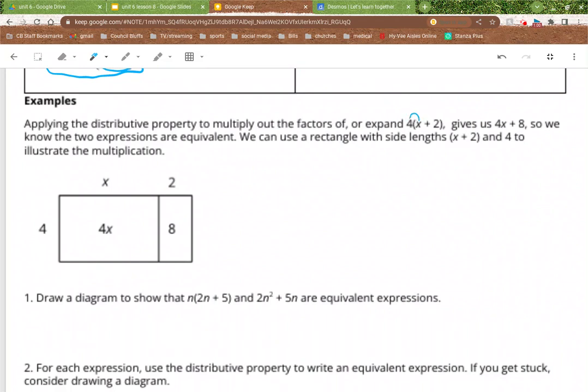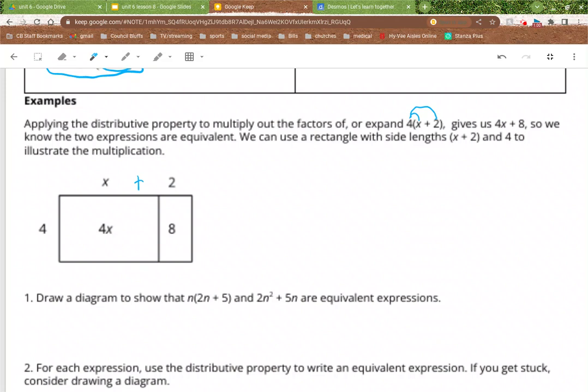They're doing 4 times x, which is 4x, and then 4 times 2, which is 8. So we know the 2 expressions are equivalent. We can use a rectangle of side lengths x plus 2 and 4 to illustrate this multiplication. So essentially, they create a box where this is x plus 2 and this is 4, and they use this to multiply that out.